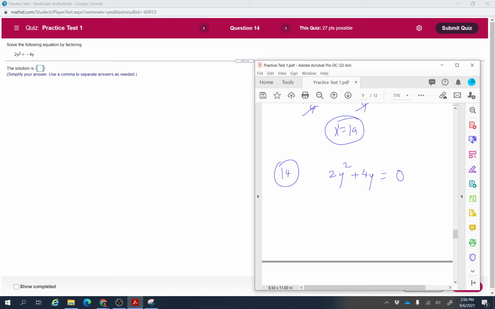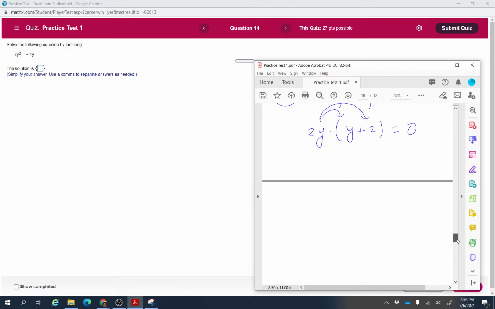Now after that, find out the greatest common factor. Here you can see that 2y is the greatest common factor, and leftover would be y plus 2. The factoring means you distribute, and it gives you the same thing you have here. 2y times y is 2y squared, 2y times 2 is 4y. So these are the two factors, y and y plus 2.